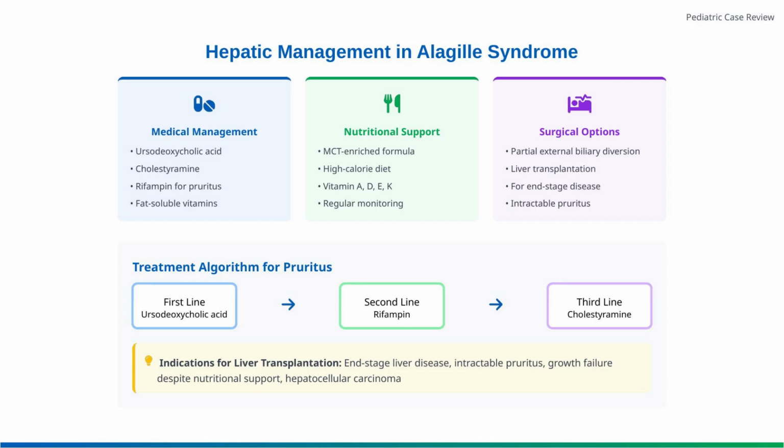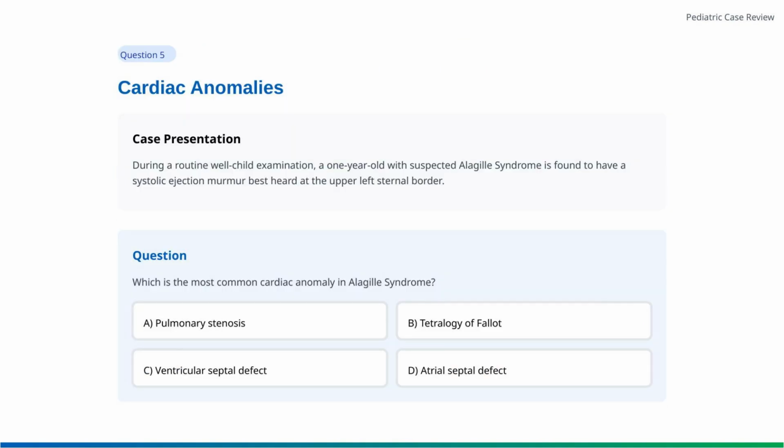support, or hepatocellular carcinoma. During a routine well-child examination, a 1-year-old with suspected Alagille syndrome is found to have a systolic ejection murmur best heard at the upper left sternal border, which is the most common cardiac anomaly in Alagille syndrome. Option A, pulmonary stenosis. Option B, tetralogy of Fallot. Option C, ventricular septal defect. Option D, atrial septal defect. Consider the frequency of different cardiac anomalies in Alagille syndrome and which one is considered the hallmark cardiac finding.